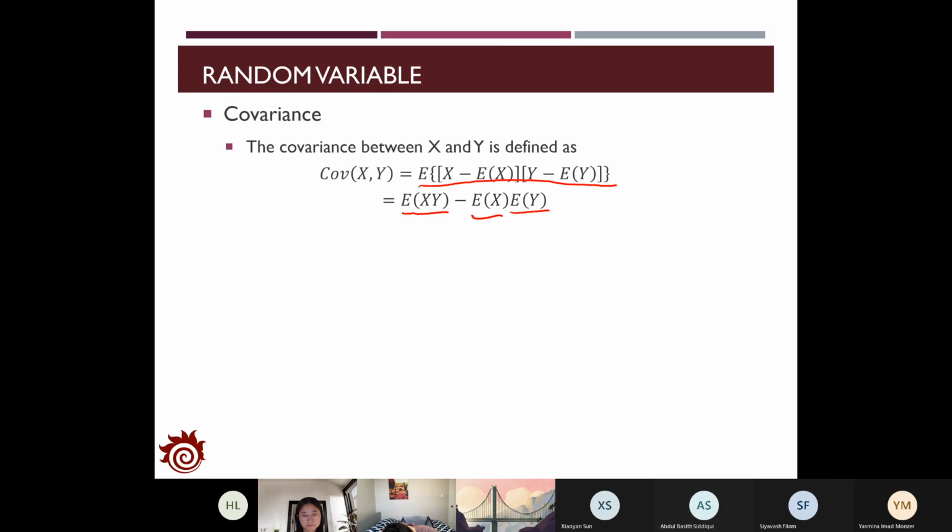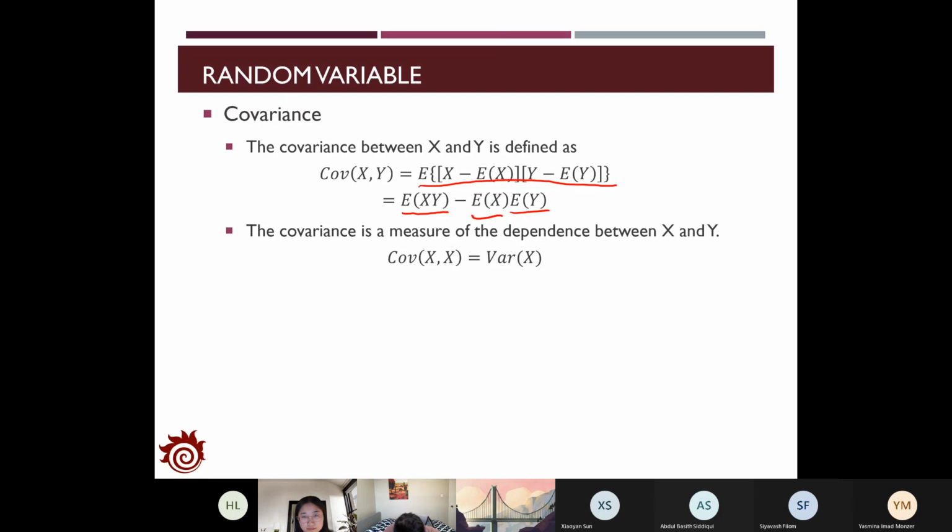So this will give you some simplification to calculate the covariance. Also, the covariance can be applied to measure the dependence of two variables. Say that if y is also x, meaning they are the same, then the covariance of x and x will just be the variance of x. So it means that they are exactly the same.